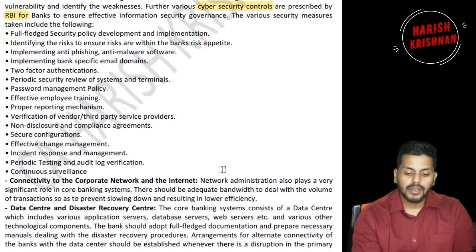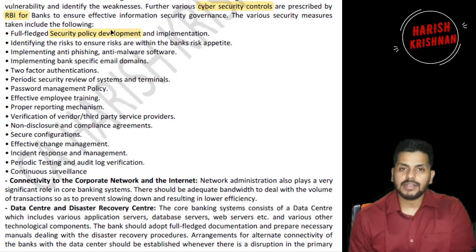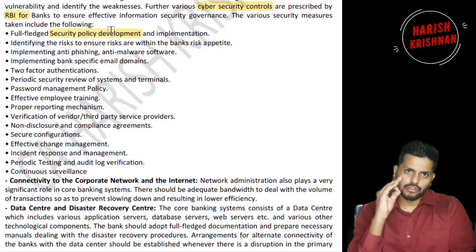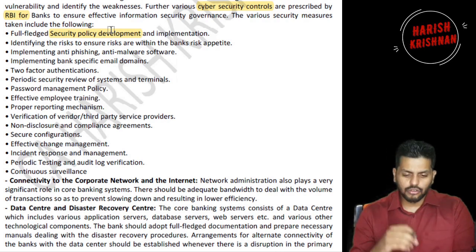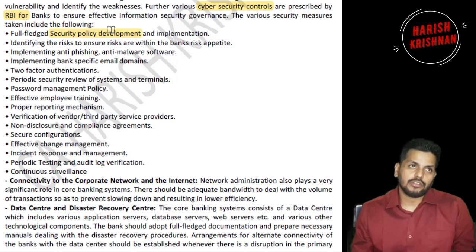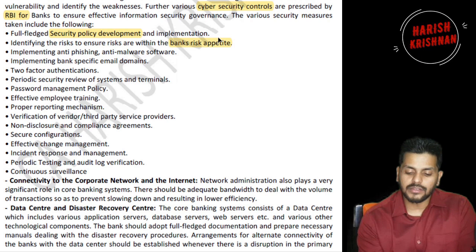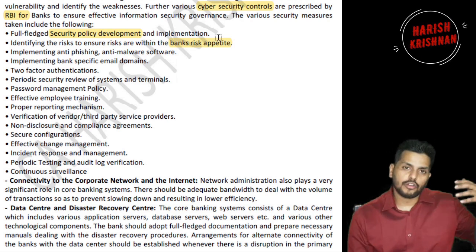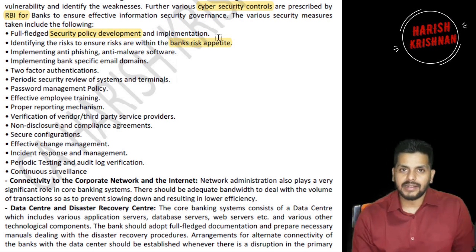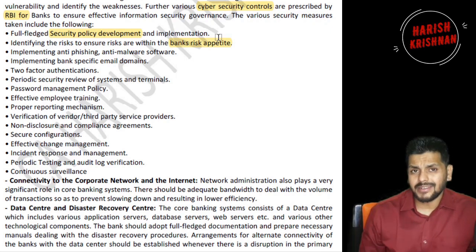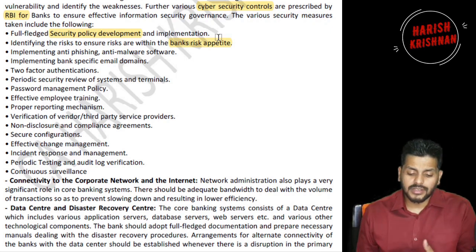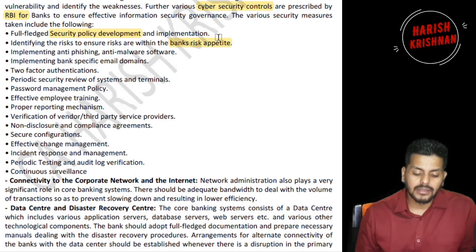So therefore, every bank should take various security measures. What are those? Full-fledged security policy development and implementation. First, they should have a security policy. They should develop one security policy, and then you have to implement that, not simply develop it on paper. Identifying the risk to ensure risks are within the bank's risk appetite. Now, from the concept of ERM, you know what a risk appetite is, right? Risk appetite is how much risk an organization can tolerate. In this case, the bank.